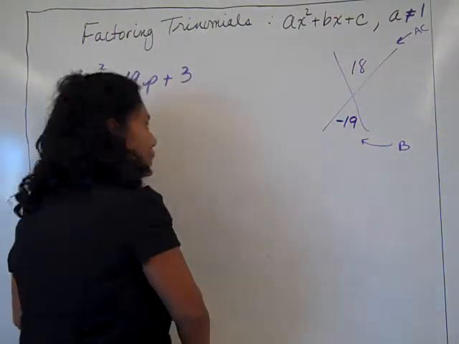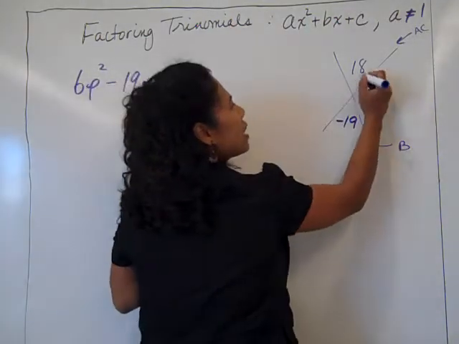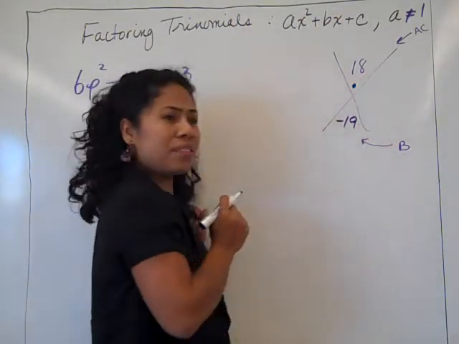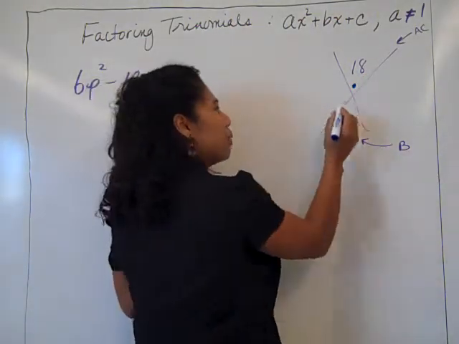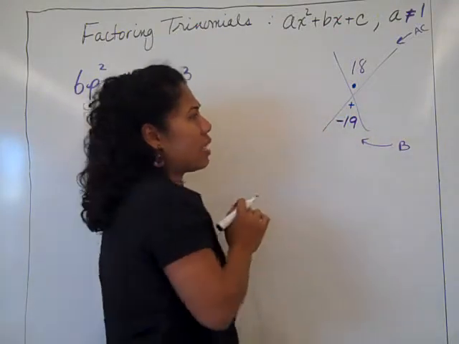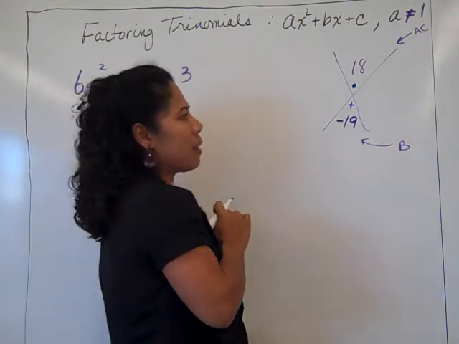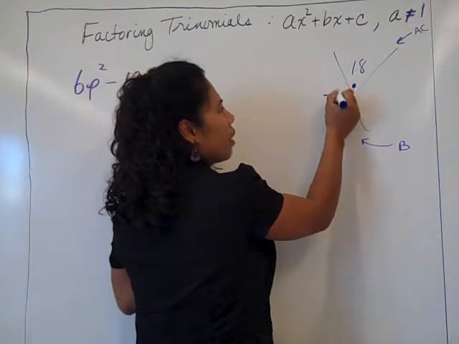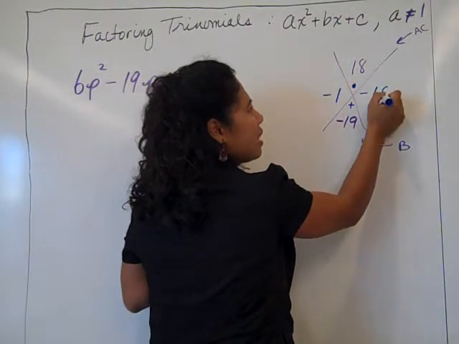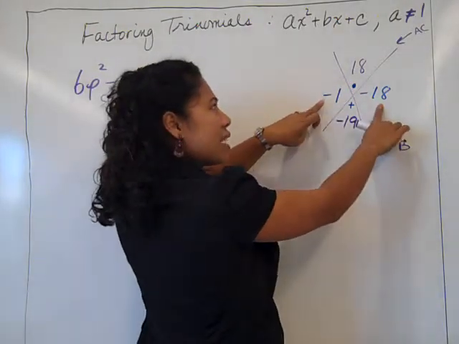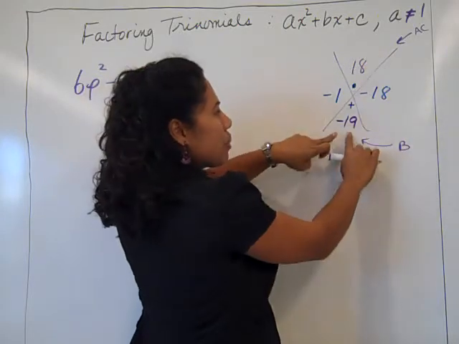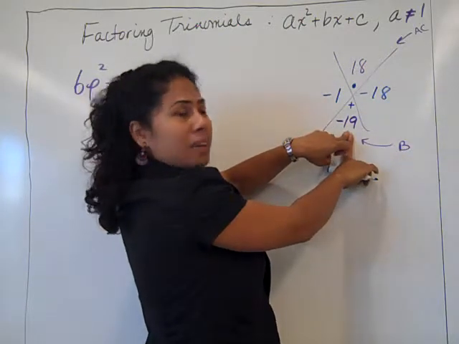So here, we need to find two numbers that when I multiply give me positive 18, but when I add them, give me negative 19. What would that be? Negative 1 and negative 18? Yeah. Right? Yes. Negative 1 times negative 18 would be 18. When you take the sum, it would give me negative 19.